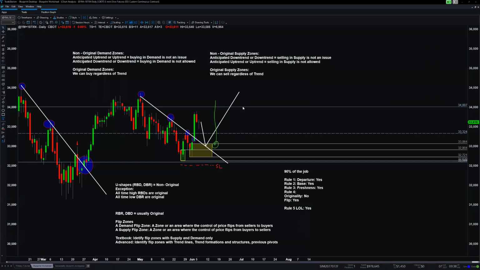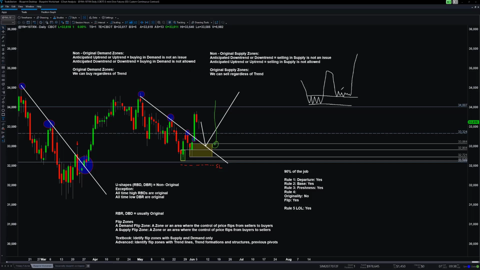I would personally put the light green as an entry, and then the full coverage here. And so there's going to be different kinds of levels on top of levels, right? So you may find a level on top of level like you find here, which is a drop base rally followed by a drop base rally.